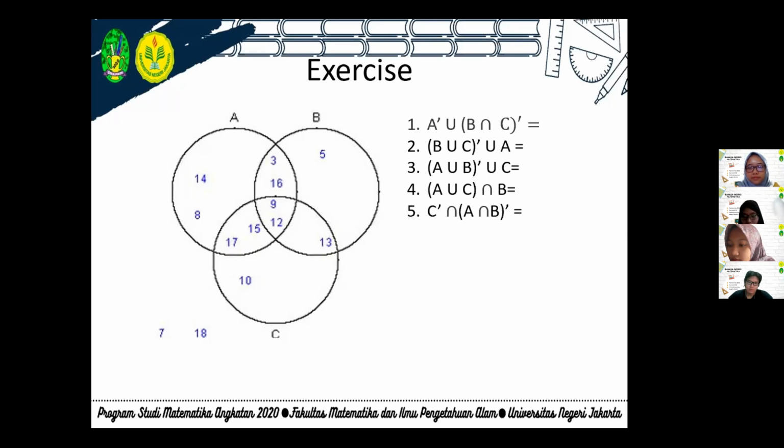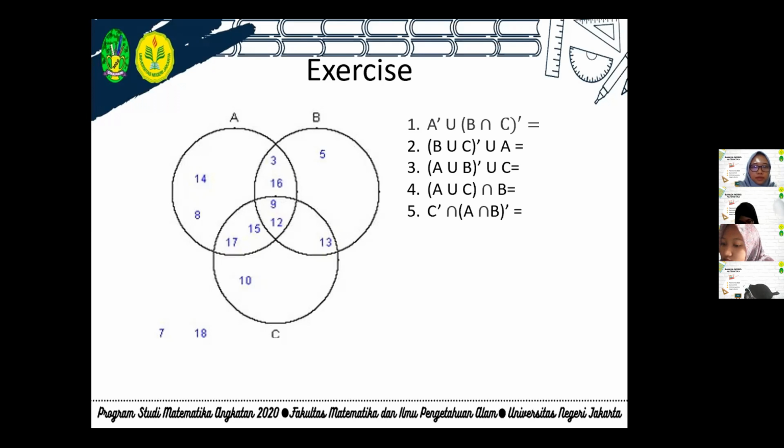Can I try number 1? Yes, of course. The answer for number 1 is 5, 10, 7, and 18. I'm sorry, your voice is so low. Can you repeat your answer? The answer for number 1 is 5, 10, 7, and 18. I'm sorry, it's still wrong.